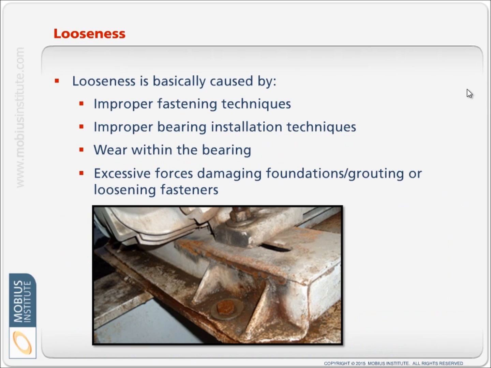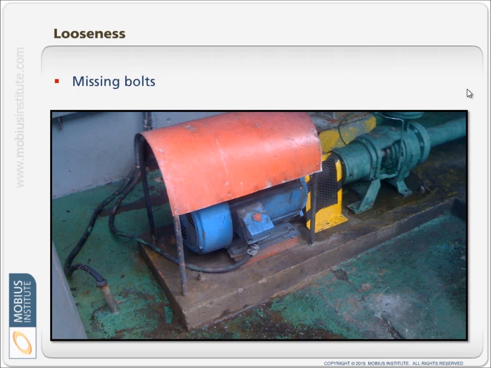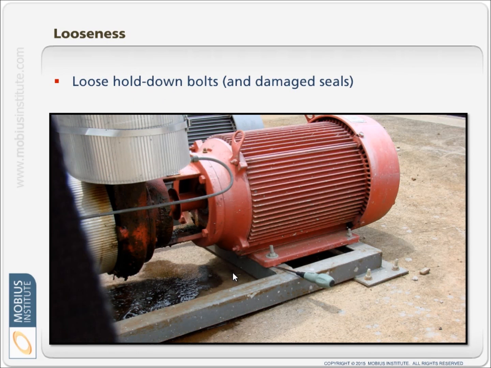Looseness is basically caused by improper fastening techniques, improper bearing installation techniques, wear within the bearing, excessive forces that damage foundations or grouting, or loosening of the fasteners. For example, unmatched shims, loose bolts, corroded shims, missing bolts in this particular case, as we'll see. There you can see the missing bolts, loose hold-down bolts and damaged seals. You can see the leaking going on here and the screwdriver that's wedged underneath.